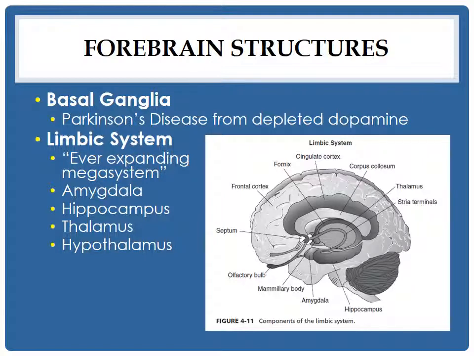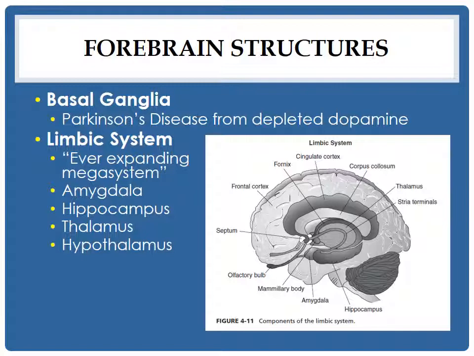So next, let's talk about the structures in the forebrain. The basal ganglia: ganglia is a group of neurons. Basal means it's at the base. It's at the bottom of the cortex, right underneath the cortex. And this is involved with movement and cognition. The book talks about Parkinson's disease. This results from too little dopamine, and that obviously causes motor effects, and you can treat it with dopa, which is a precursor of dopamine, basically just flooding in the dopamine that the brain is missing.